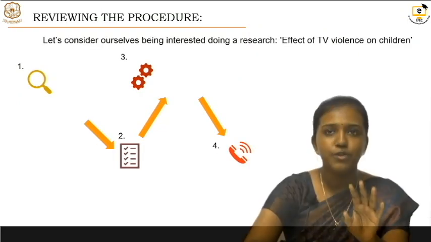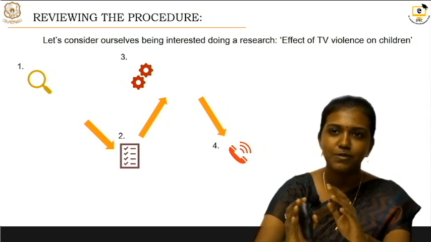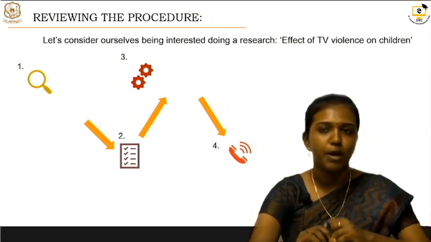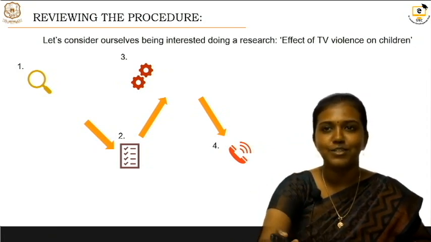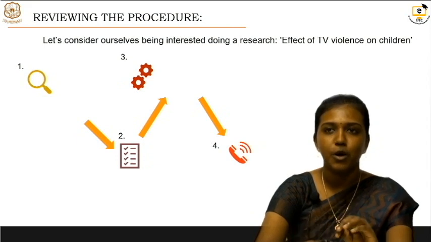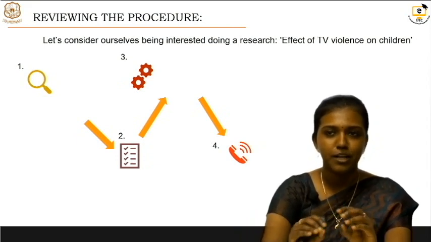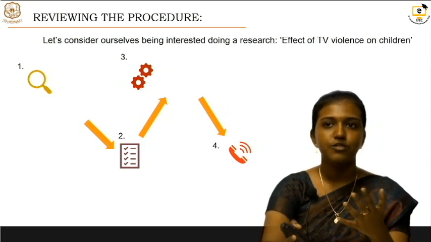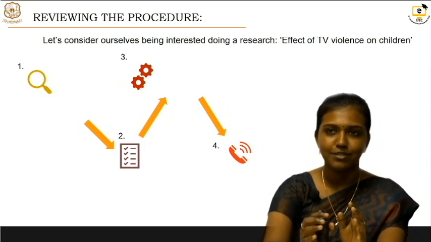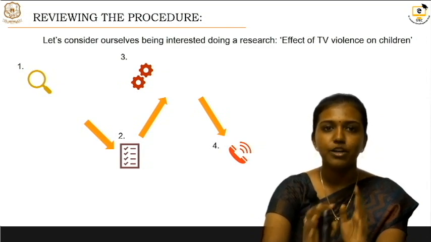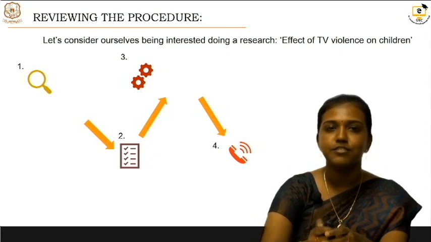Now, let us review the procedure that we saw. We are going to apply it to an example to see whether you understood what I am talking about. Let us imagine all of us being researchers, and you are going to research the topic effect of TV violence on children. So, this is the topic that you are going to research. You are at the stage of sample selection and sample finalization. Let us see how we do it with the general procedure. Can you recall what is in step number 1?